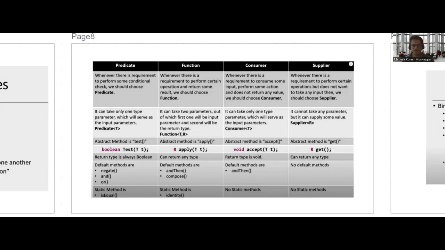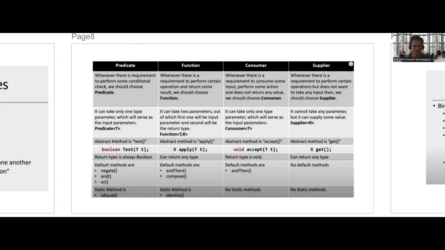Okay. And consumer, it can take only one type parameter which will serve as an input parameter. If you see the Consumer<T>, we are providing input, but we're not expecting any output. It doesn't return any output. And the third one, supplier, cannot take any parameter as an input, right? But it supplies some value, that is the supplier's return type. So for predicate, we have abstract method called test, function apply, consumer we have accept, supplier we have get.